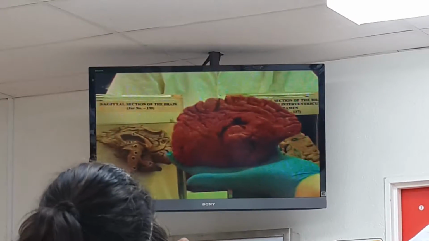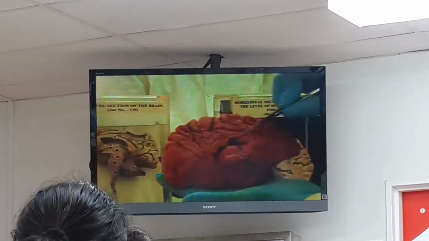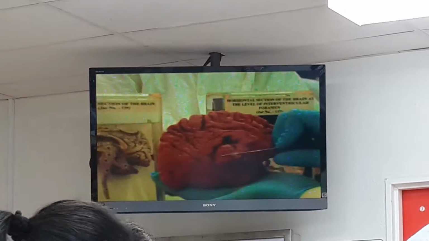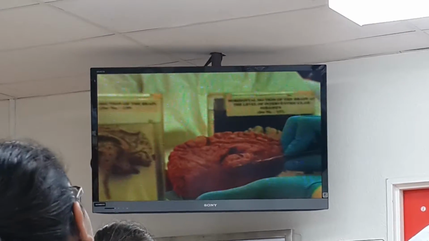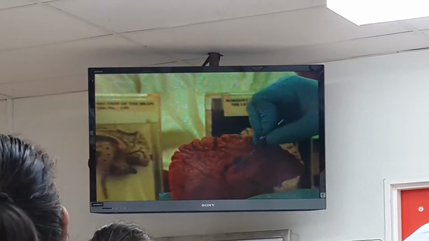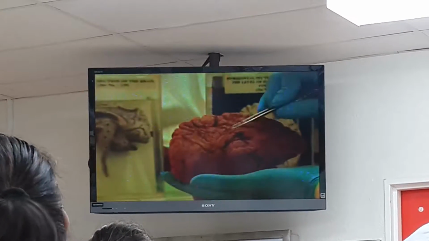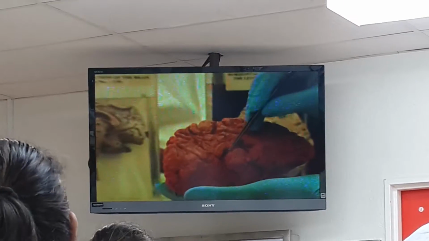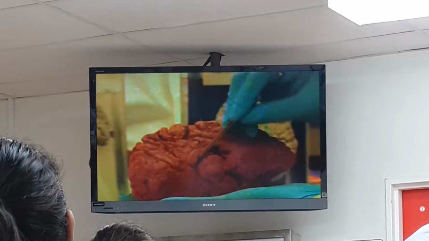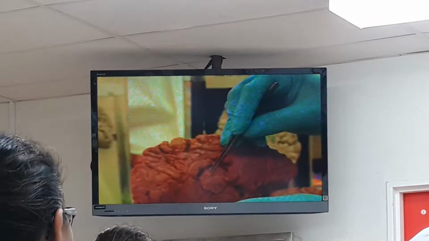Okay, this is the medial surface of the left cerebrum. This is the corpus callosum. And this is the cut end of the midbrain. You can see it's cut here. Above the midbrain, this entire area is the diencephalon. Okay, in this diencephalon, you can see this oval-shaped area. You can see the upper surface of the oval-shaped structure. So this is the thalamus.